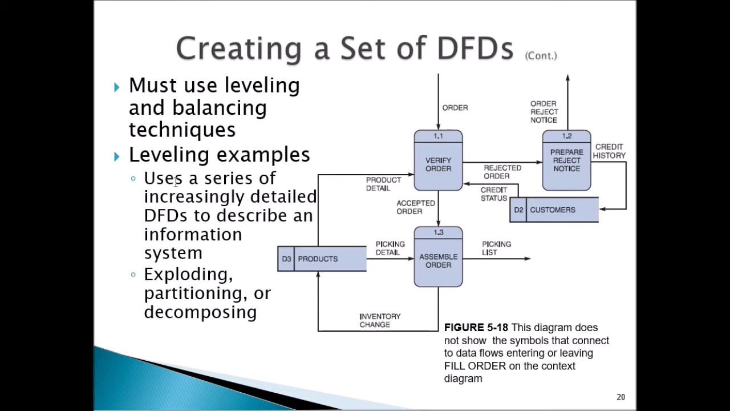Leveling examples. Use a series of increasingly detailed data flow diagrams to describe an information system, exploding, partitioning, or decomposing. So what they're saying here is use a set of smaller leveling diagrams to lay things out and make it so you can pick a section here, or maybe you want to describe the whole thing.